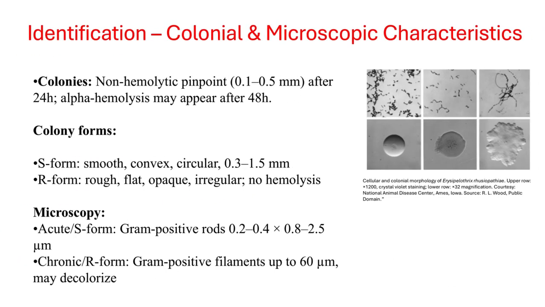Colonies of Erysipelothrix are small, non-hemolytic after 24 hours, sometimes showing alpha hemolysis at 48 hours. Smooth S-form colonies are convex and circular, while rough R-form colonies are flat and irregular. Microscopically, acute cases and S-form colonies show short gram-positive rods, whereas chronic cases and R-forms show long filaments that may appear partially gram-negative.